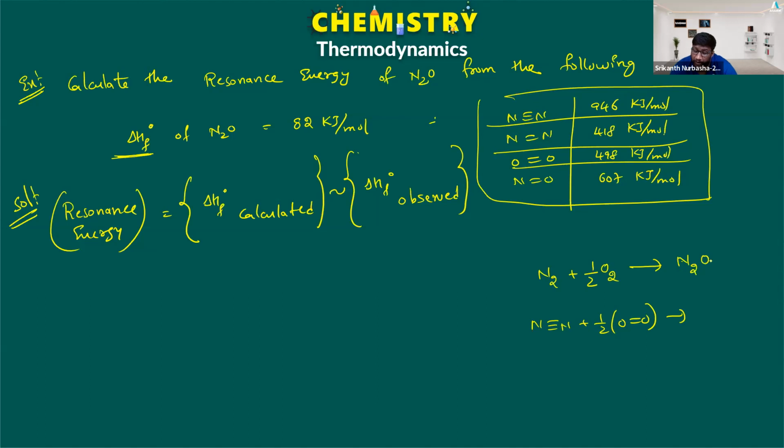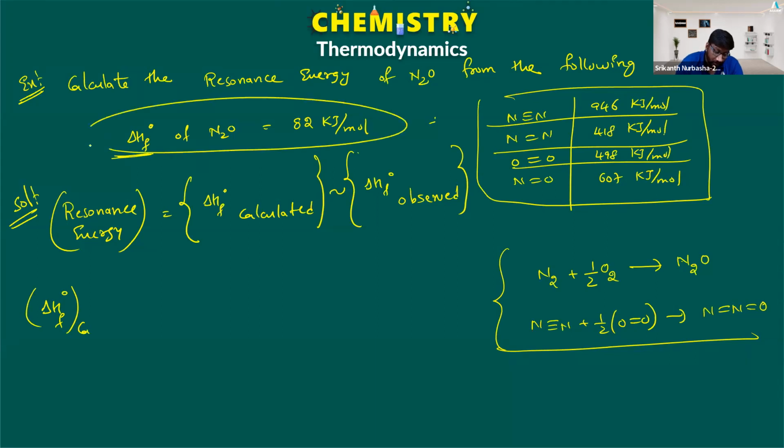How can the structure of N2O be written? N double bond N double bond O. So this is nothing but the formula, writing the equation as well as indicating all types of bonds. For this particular reaction, delta H naught calculated, as opposed to the observed value, is equal to the sum of bond energies of reactants minus the sum of bond energies of products.